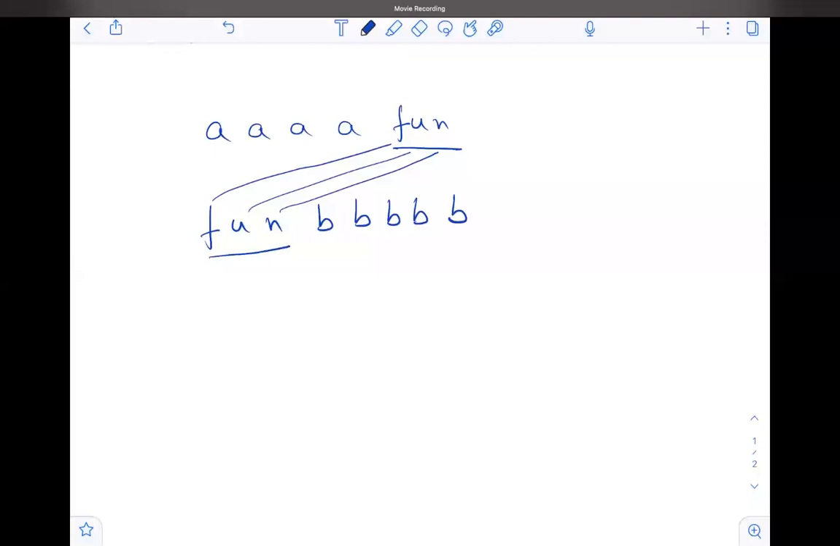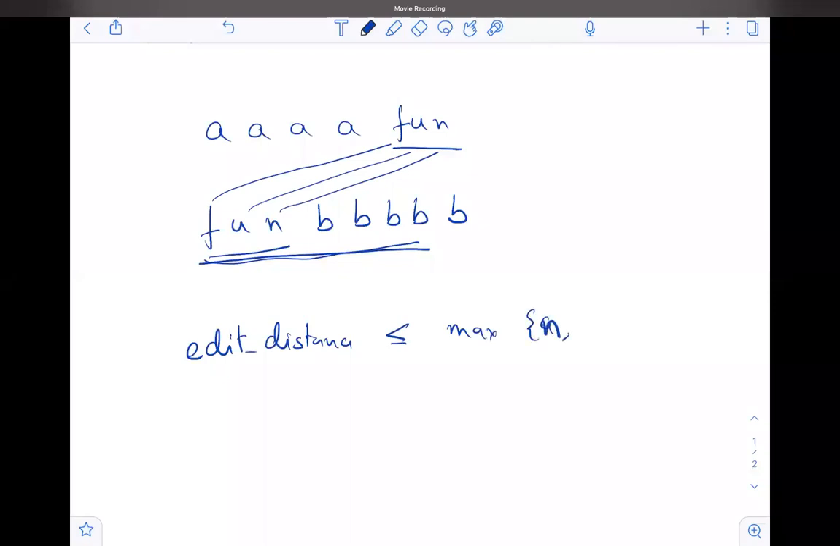Sir, it is at most 7 because we can just change. Exactly. It is at most 8 actually, right? You can change all of them bitwise and then delete one. So basically you can say that the edit distance can always be made to be less than max of m comma n.